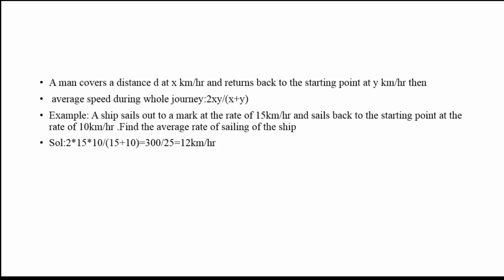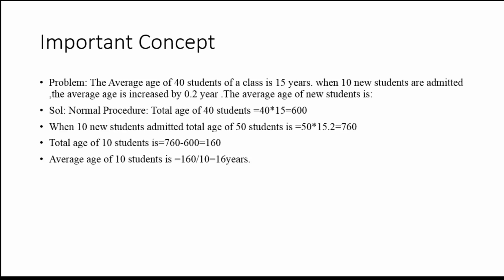The question might be asked in a different way, but the concept is the same. Average rate or average speed or average velocity, everything is the same. Here x is 15 kilometers per hour and y is 10 kilometers per hour. So it is very easy to solve this problem just by applying the formula 2xy by x plus y. Just 2 into 15 into 10 by 15 plus 10. So 300 by 25, that is 12. That is a very quick answer we can get.